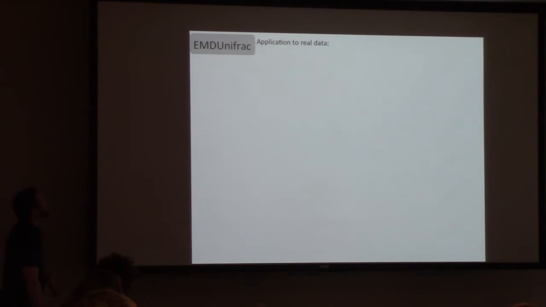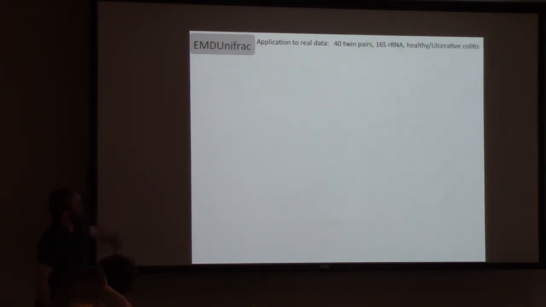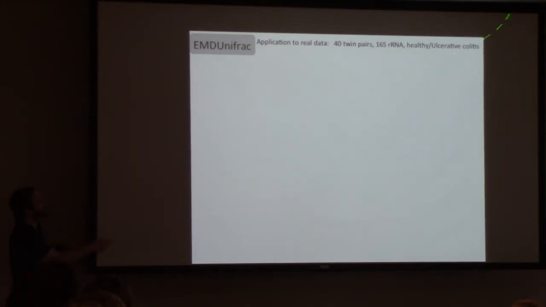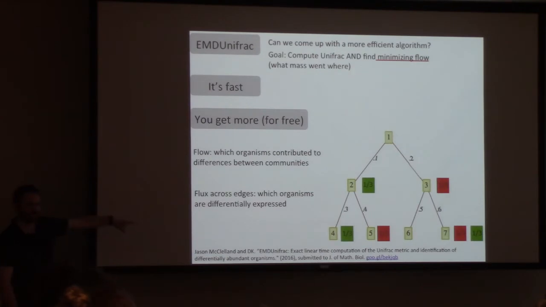Slowing down slightly. Application to real data. So let's go ahead and take a couple of, or 40, twin pair samples. So let me ask real quick, did that flux thing make sense?